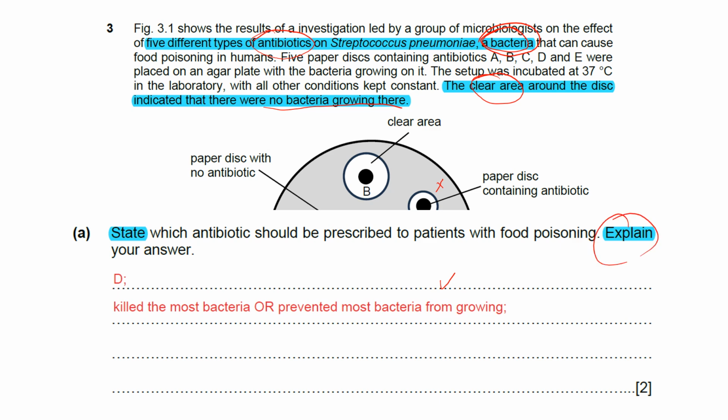So 1 mark for telling me that it is D, and the second mark is you have to be more intentional in your writing. You must mention that it kills the most bacteria, or it prevents the bacteria from growing, and it has to be the word most because it's the biggest. Sometimes your answer is correct, but it's just not strong enough.